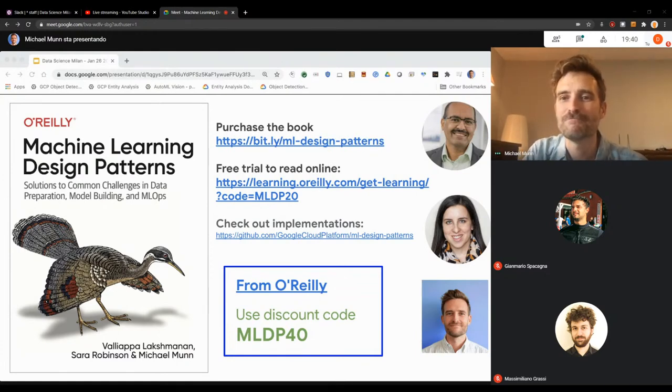Integrated gradients are really fun. Cool. Yeah, responsible AI is a very hot topic.